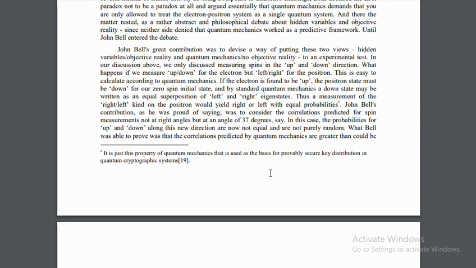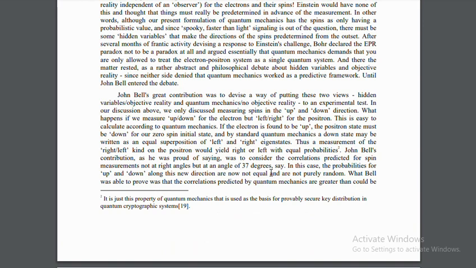Let's read about him. John Bell's great contribution was to devise a way of putting these two views, hidden variables with objective reality, and quantum mechanics without objective reality, to the experimental test. In our discussion above, we have only discussed measuring spins in up and down directions. What happens if we measure up and down for electrons, but right and left for positrons? This is easy to calculate according to quantum mechanics.